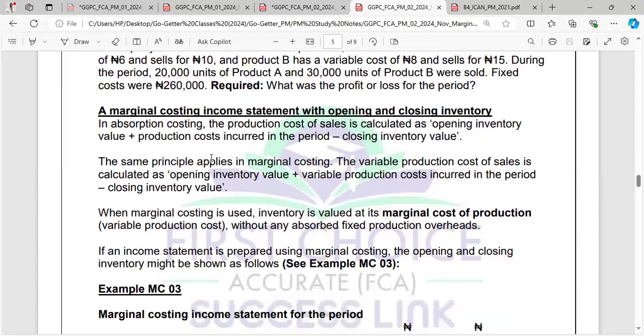Now let's look at marginal costing income statement with opening and closing inventory. Now, in absorption costing, the production cost of sales normally is calculated as we have our opening stock, then we add our production cost for the period, then we less the closing stock. Whatever we have is our production cost of sales. We use the same method for marginal cost. We will now say marginal cost of sales is opening inventory or opening cost, which is at marginal cost calculation. Then instead of bringing production cost, we'll bring only the variable production costs. Then we'll do the closing inventory, which is also going to be marginal in nature.